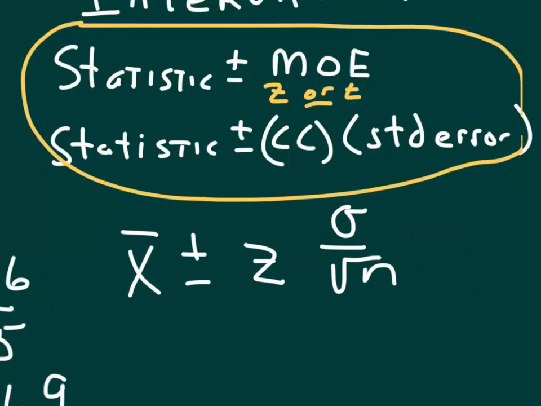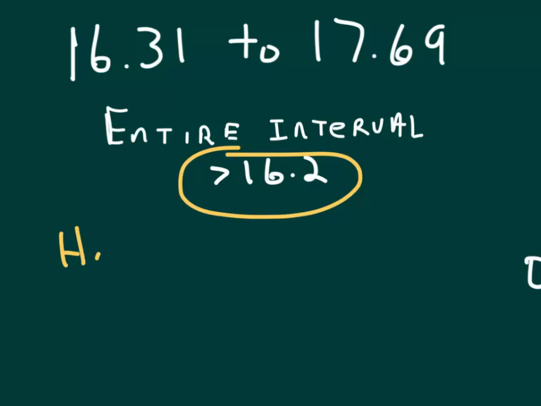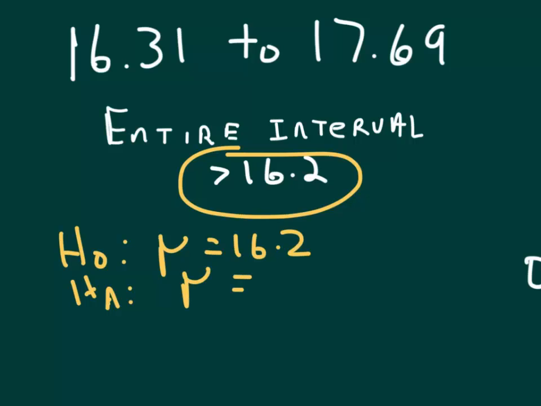So we have, in this case, the statistic is x bar plus or minus the confidence coefficient of z times the standard error, which is sigma divided by the square root of n. And remember, we were comparing in this particular test to 16.2. That was our null hypothesis, mu equal to 16.2, and H1, or Ha, is mu not equal to 16.2. So our entire interval, 16.31 to 17.69, is greater than 16.2. Therefore, we can conclude that the population mean is not equal to 16.2.